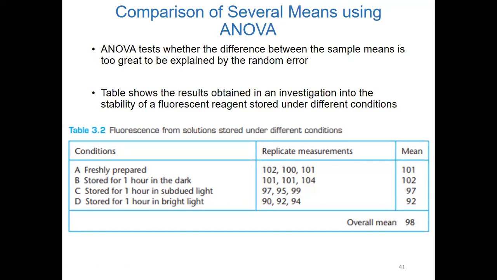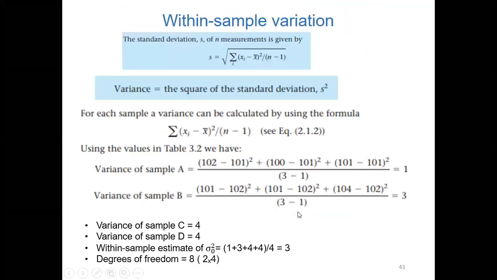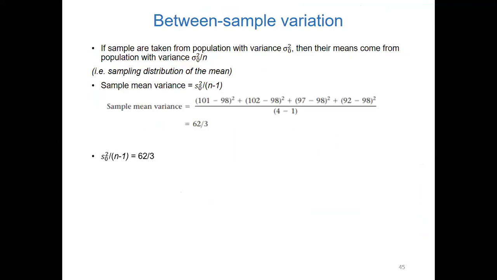I suppose it's clear, right? And again, I will go back to that slide. Okay, here. Now the overall mean, you see, overall mean is 98. That is the overall mean. And the mean for the method A or condition A is 101. Mean for the condition B is 102. Condition C mean is 97. Condition D mean is 92.